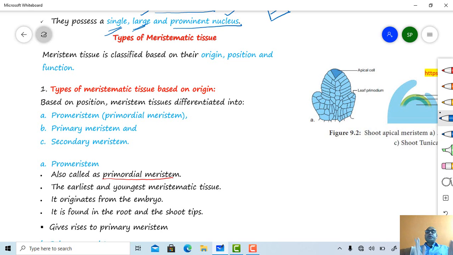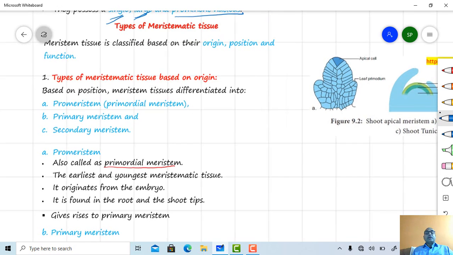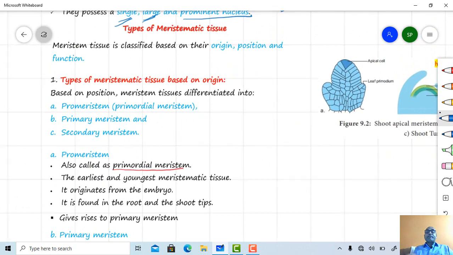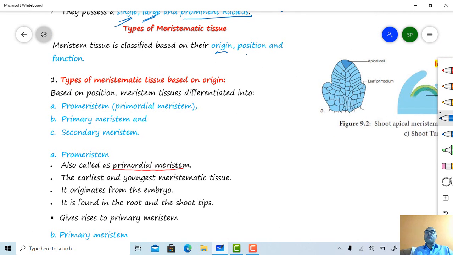Based on the origin, position and function, there are different types of meristematic tissue. Just see one by one. Based on origin is the first one, based on position another one, and based on function the third one. Okay, types of meristematic tissue based on origin.